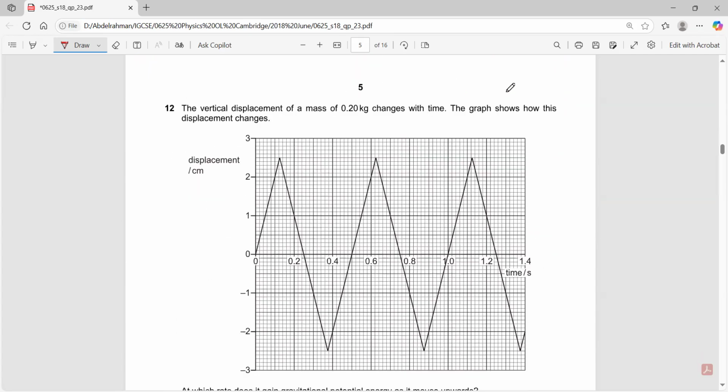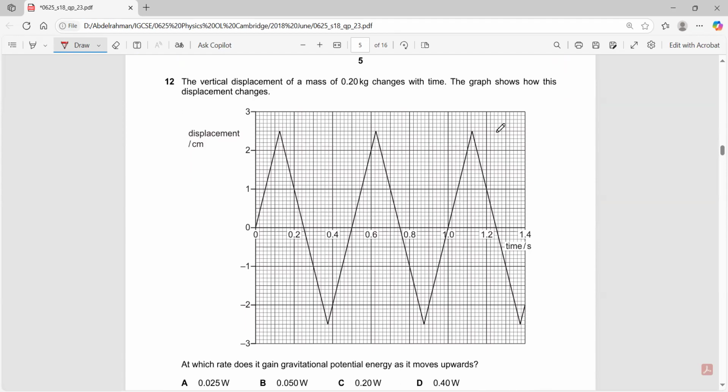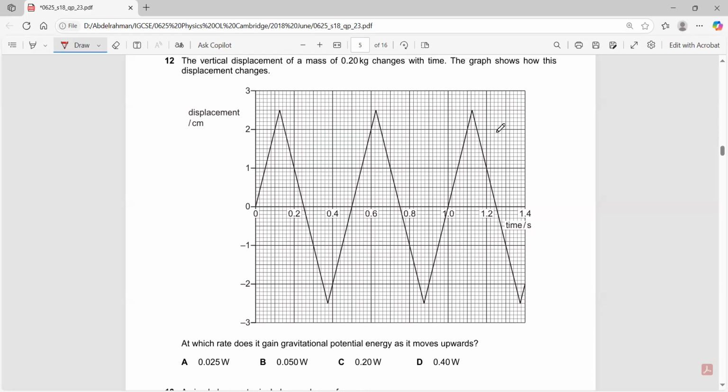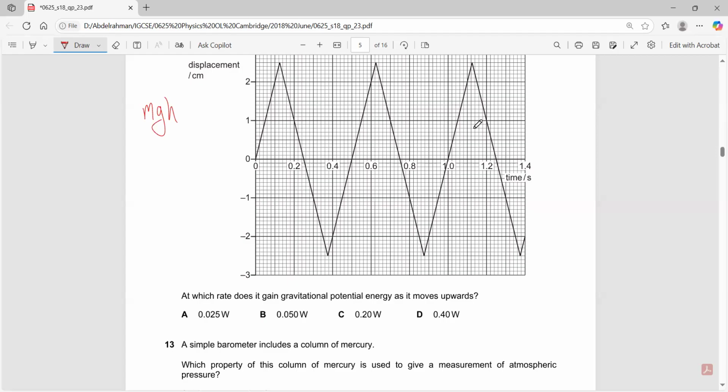A vertical displacement of a mass of 0.2 kilograms changes with time. The graph shows how this displacement changes. At which rate does it gain gravitational potential energy as it moves upwards? As it moves upwards, can I find the rate at which it gains gravitational potential energy? Yes, I can. You have the mass, right? What is the gravitational potential energy? It's mgh. Rate of gaining gravitational potential energy. Basically, he's asking about the power, because if you have the rate, you need to divide by the time.